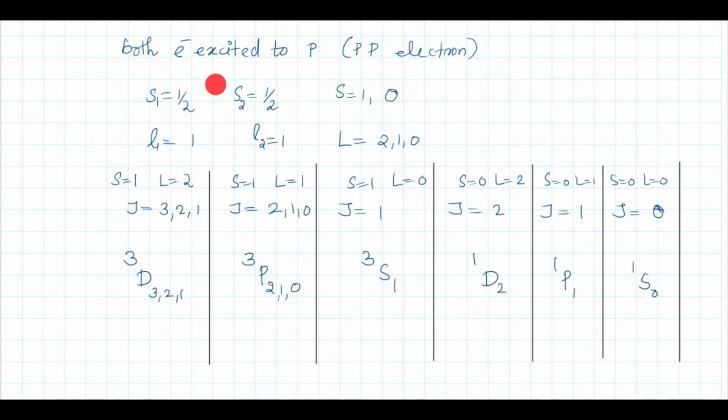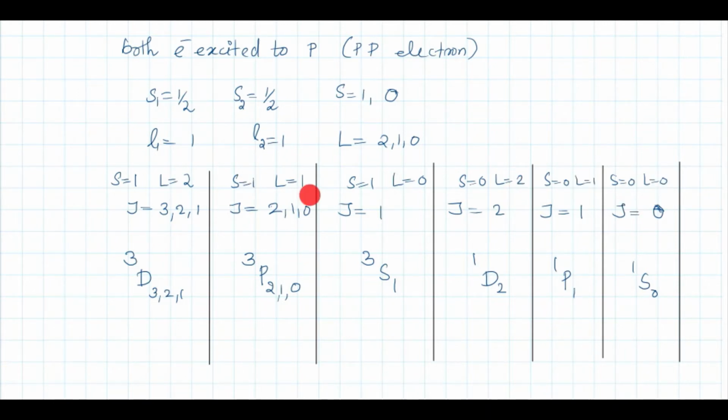Then S1 is again half, S2 is half, depending on whether it is in the same direction or opposite. You can have capital S equal to 1 or 0. L1 is now 1 because both electrons are P. L1 is 1, L2 is 1. So capital L can be L1 plus L2 to L1 minus L2, that is 2, 1, 0. So S equal to 1, L equal to 2. Then S equal to 1, L equal to 1. S equal to 1, L equal to 0. S equal to 0, L equal to 2. S equal to 0, L equal to 1. S equal to 0, L equal to 0.